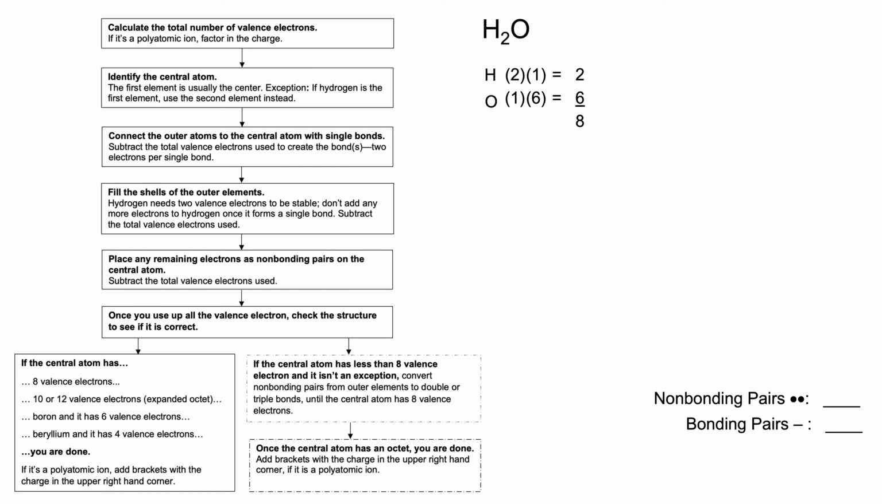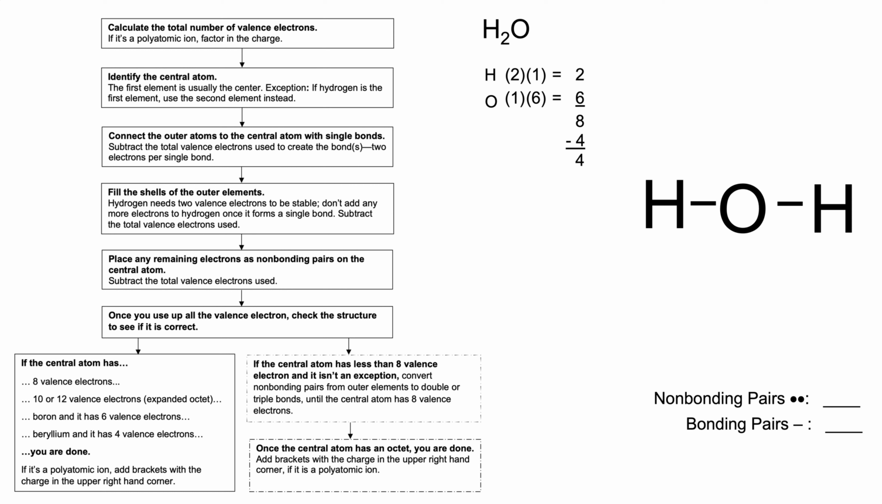I figure out the central atom. Hydrogen cannot be the central atom, so I go to the next element in line, which is going to be oxygen. I place the 2 hydrogens around oxygen, and I connect each hydrogen to that central atom with a single bond. That uses up 4 of my valence electrons, so now I have 4 left over at this point.